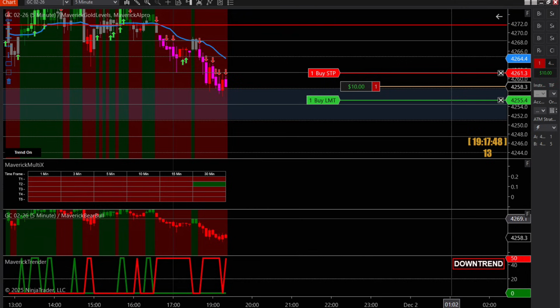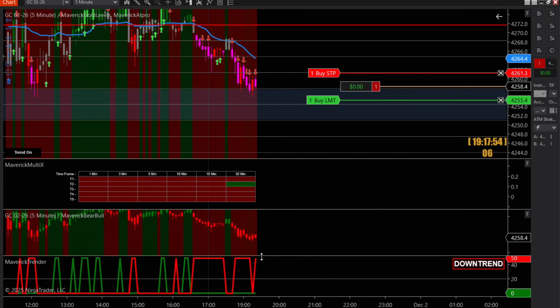All right, so we came pretty darn close to our stop loss here. Maverick Trender is still pegged to the top here. We got a downtrend label. The bears are still in control. 5 traders across 6 time frames are all voting bearish except for one holdout on the 30-minute.